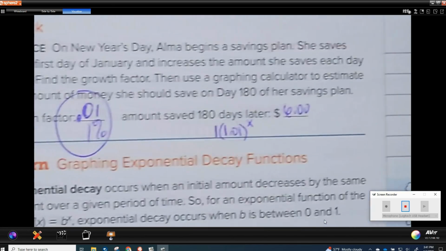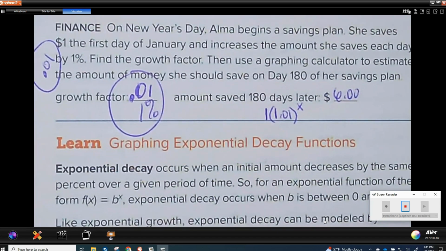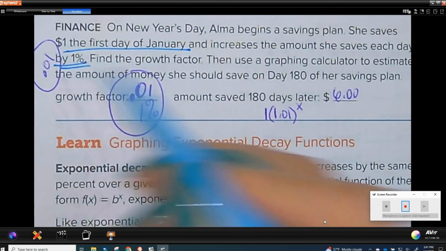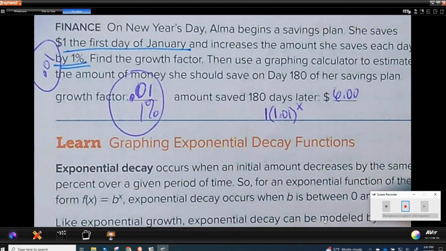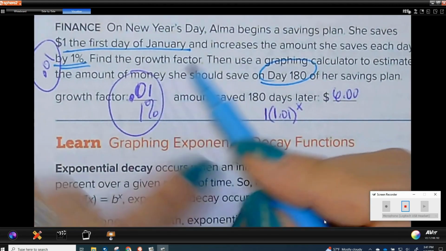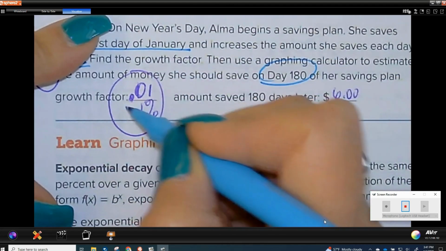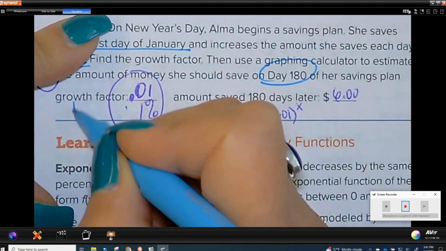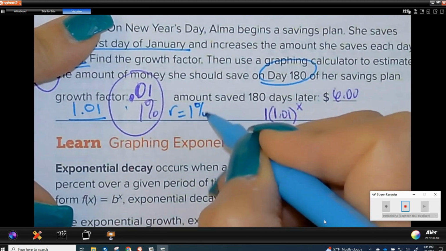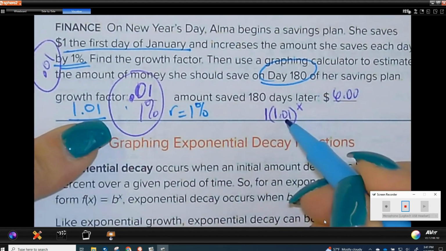Okay, 7-1. Here is another person saving. First day, January, she saved $1. Increases by 1%, 0.01 a day. How much will she have in day 80? So our growth factor is 1.01. Our rate is 1%. Okay, that's our factor, which goes in here.